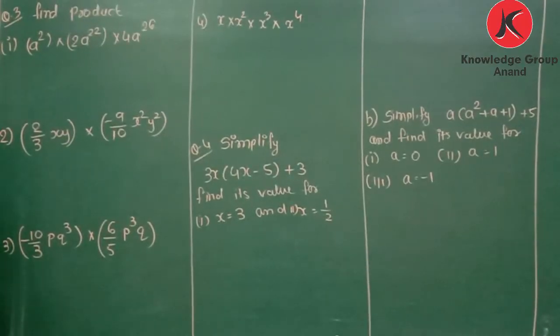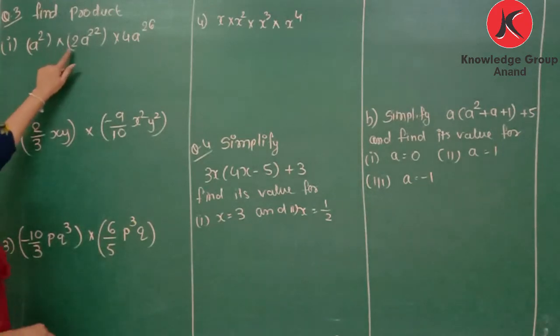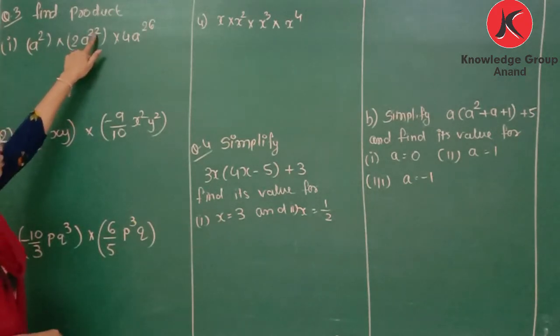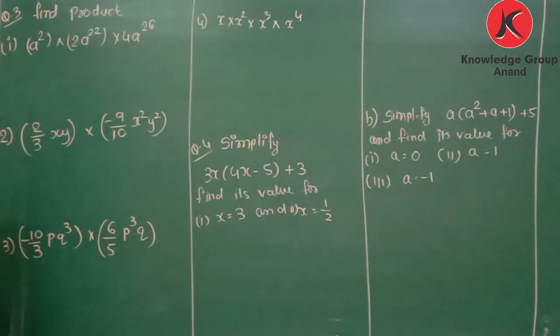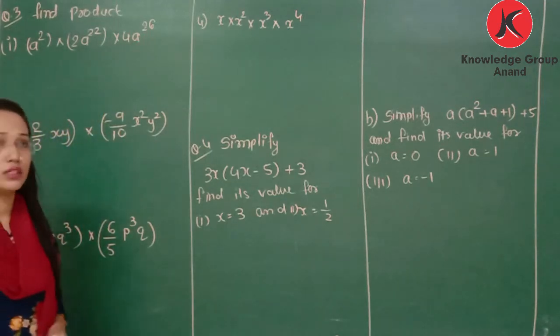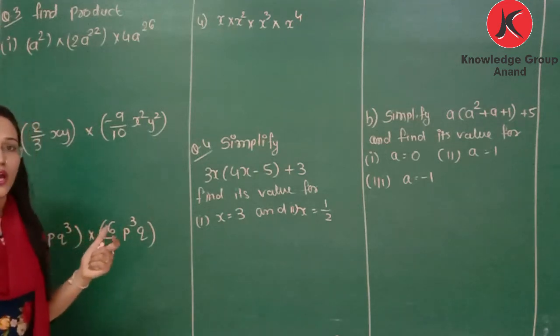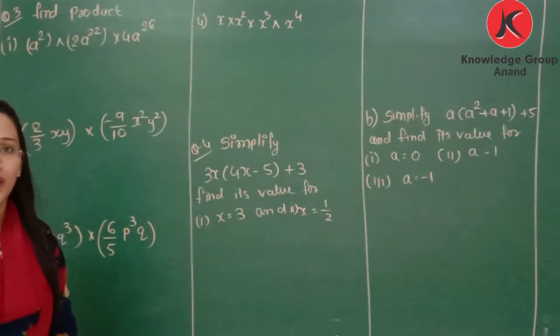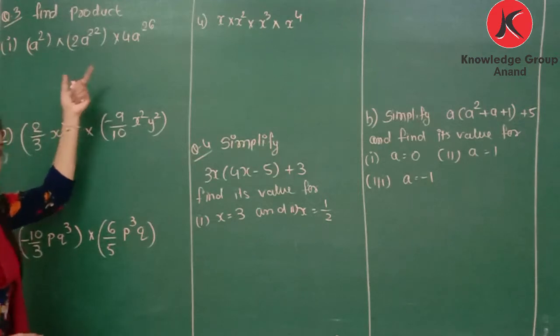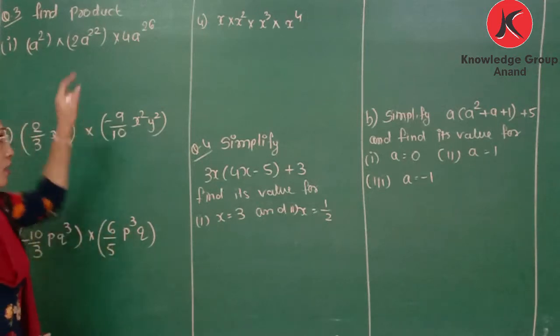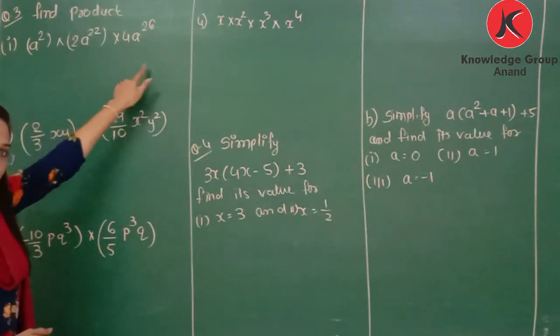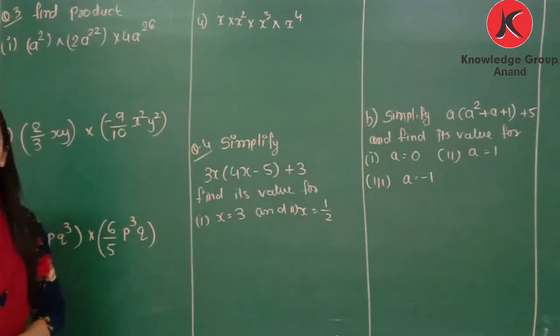Now question number 3, find the product. Here the first one is a square multiply a to the power 22 multiply 4a to the power 26. Here I already told you that this is the concept of exponent and power. But let's learn some rules of exponent and power. Whenever there is a multiplication of numbers with the same base, then you can add the exponents.